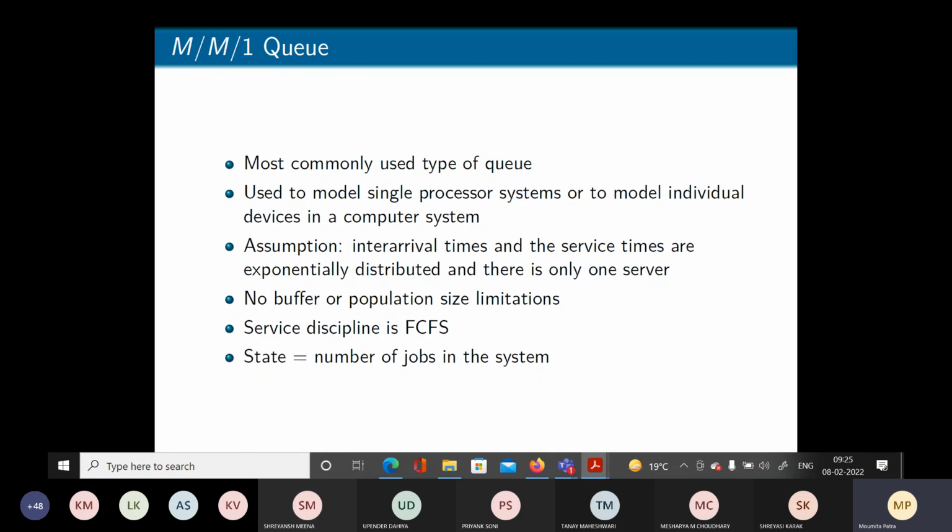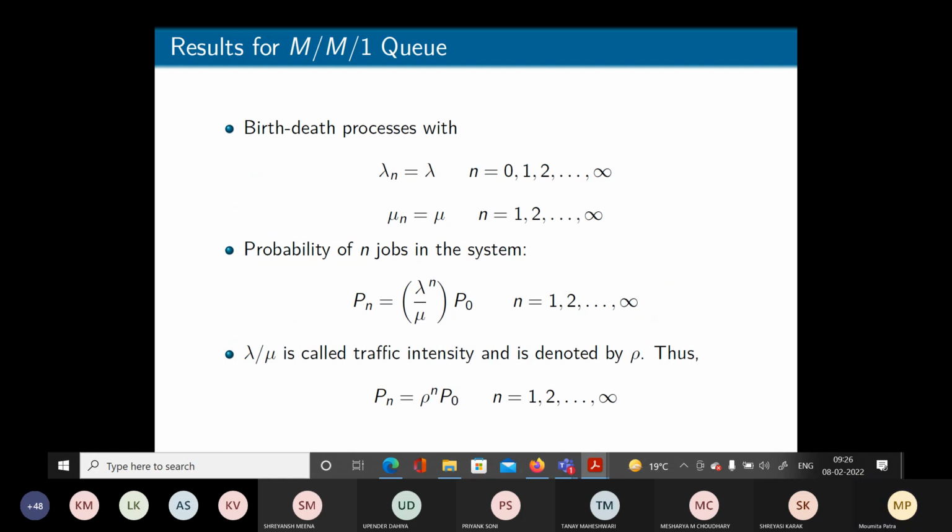You have only one server, there are no buffer or population size limitations, and the services happen in an FCFS manner. And because we are considering it as a birth-death process, the state of the system is defined by the number of jobs in the system. Also, in general the most commonly used queue is the M/M/1 queue because it is very easy to analyze. So it is considered as a birth-death process.